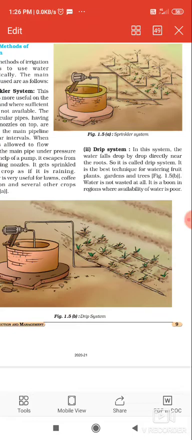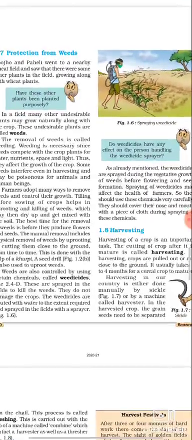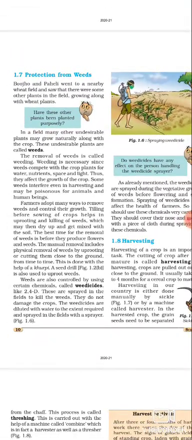Okay, this is about the two systems. Now this is all about irrigation. Now we are going to discuss the protection from weeds. Firstly you should know what weeds are. So students, weeds are nothing but the undesirable plants that start growing along with the crops.